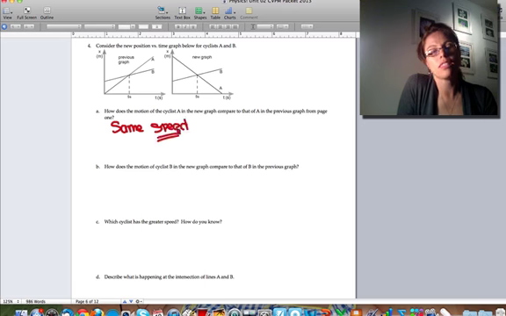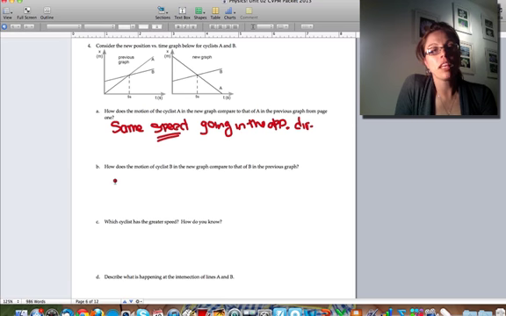because the steepness is the same, not the same velocity, because velocity is a direction and a speed. And cyclist A in the new graph is going in the opposite direction. Just opposite direction. Okay. How does the motion of cyclist B in the new graph compare to that of B in the previous graph? It looks exactly the same, so it's the same.